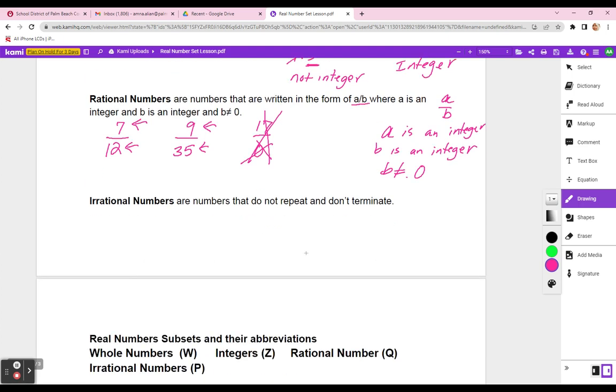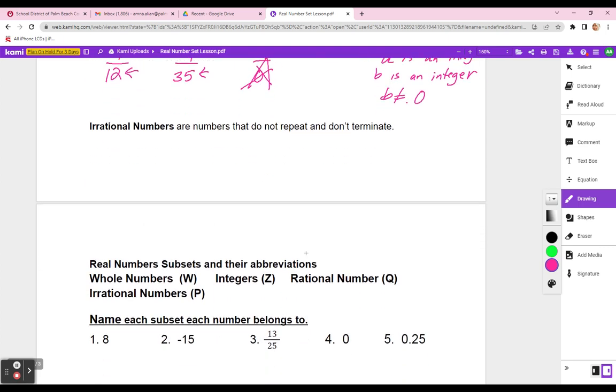Now let's talk about the irrational number set. The irrational number set are numbers that do not repeat, and they do not terminate. So here's an example. 4.732469843072 dot, dot, dot. It goes on and on forever. And you see, we don't have a repeating decimal here. There's no repeating decimal. We just keep getting different digits each time, okay?